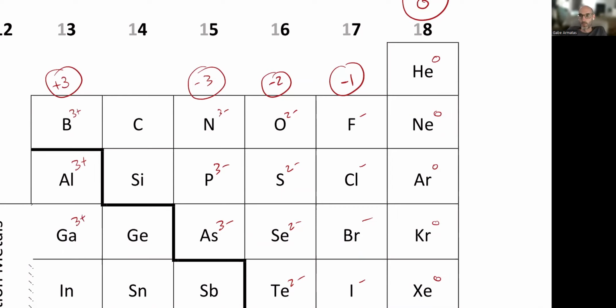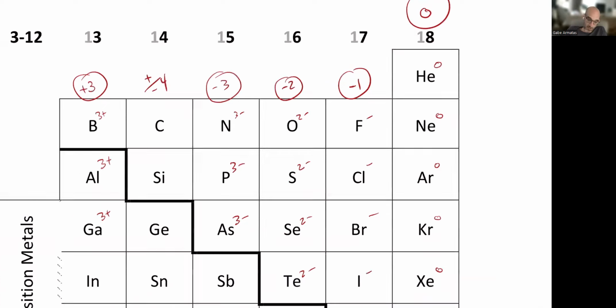And now we get to carbon. Carbon, lose 4 or gain 4? Well, we're not really sure. It could go either way. So these tend to not like to form ions either. Carbon and silicon actually like to form a different type of bond.